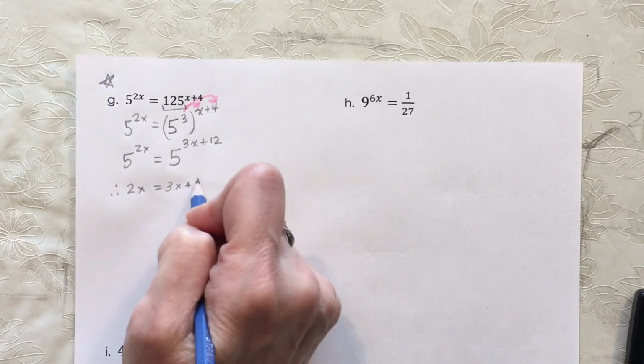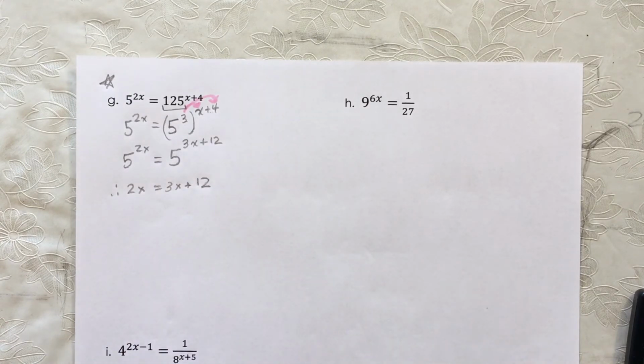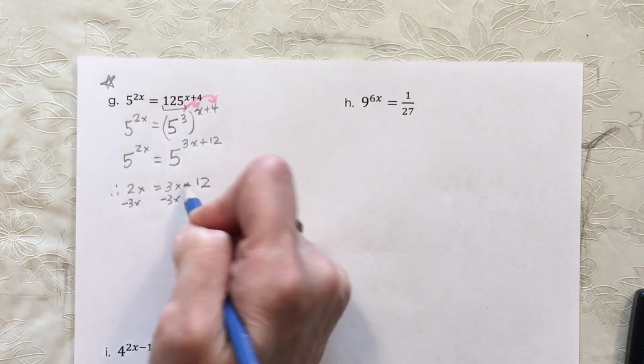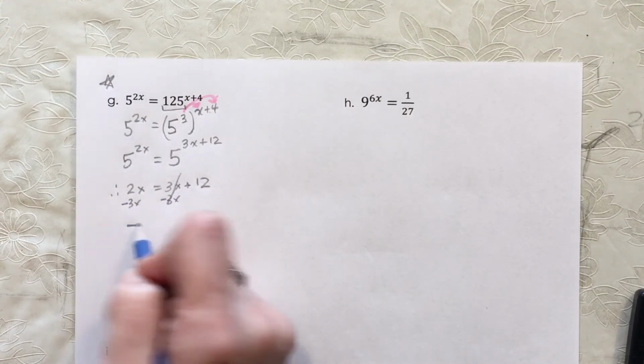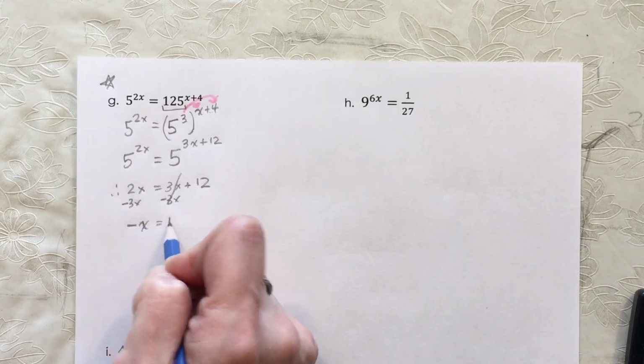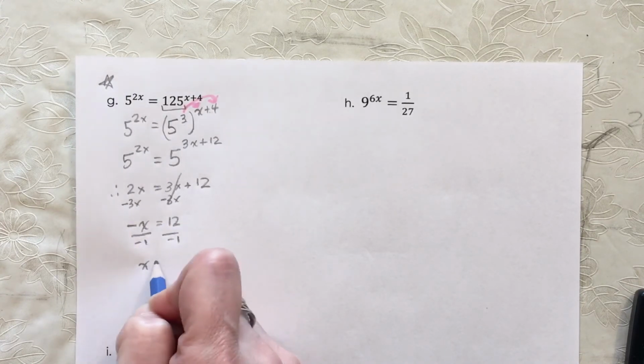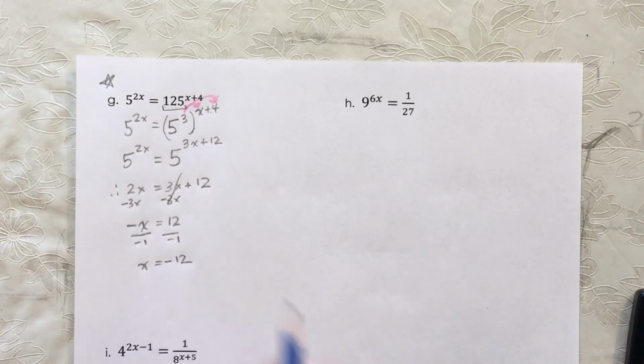And remember, what we want to do is figure out what x equals. When you're solving an equation, you're solving for x. So now we've turned it into a little grade 9 equation. So we're going to subtract 3x on both sides to get the x's together. So that's going to give us -1x or -x. Divide both sides by -1, and we get x equal to -12.